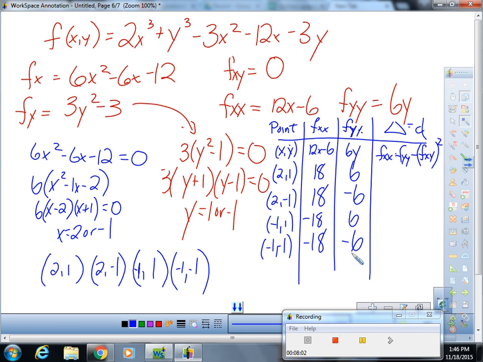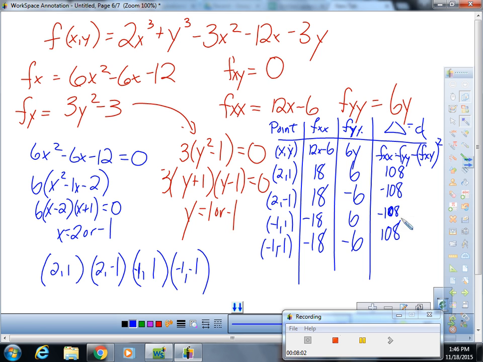Well, f sub xy is 0. So basically, we do f sub xx times f sub yy. All we really need to do is look. 18 times 6 is 108, I think. This one's negative 108. Negative 108. And 108. Okay, good. So immediately, we know that we have no insane pigs, because we never had the D equal to 0.